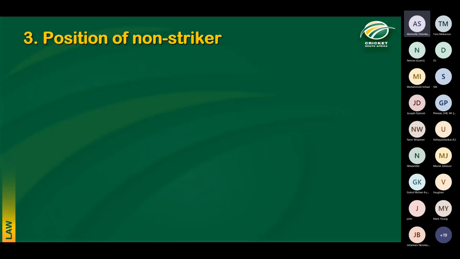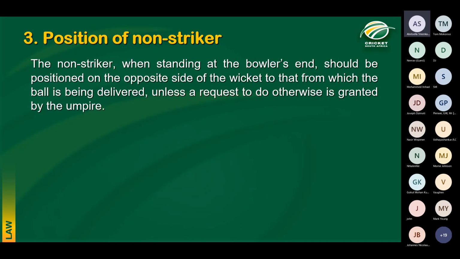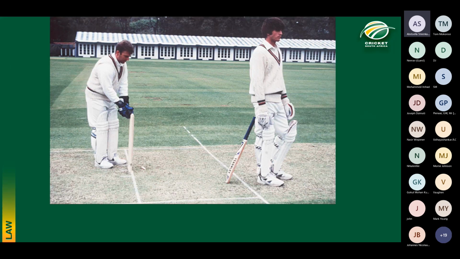So what is the position of the non-striker? If the ball gets delivered, where should the non-striker stand? The law tells us that the non-striker should be on the opposite side of the wicket to that from which the ball is delivered. There are times where you will allow, within reason, the non-striker to stand on the same side that the bowler is bowling, but there must be a good reason for that. Otherwise, the non-striker stands on the opposite side from which the ball is being delivered.